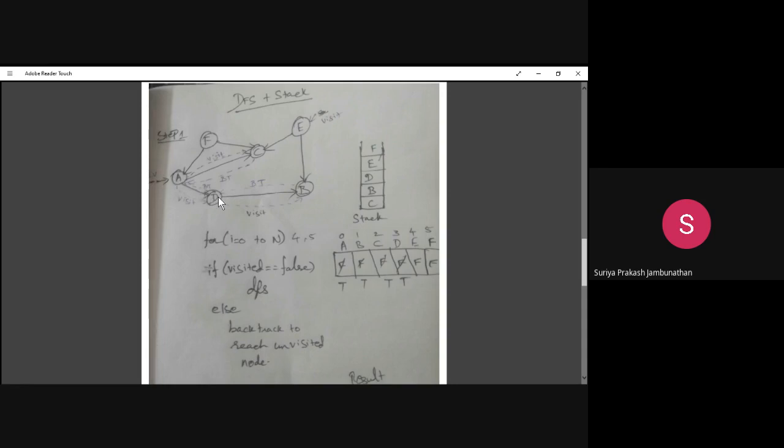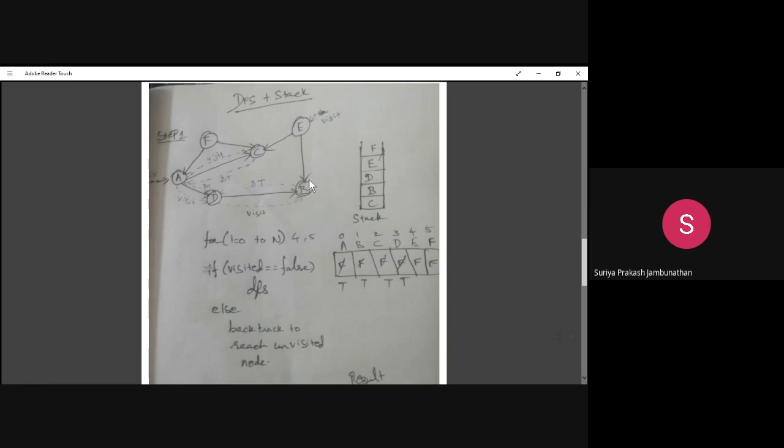Now from D, we are checking whether we have an out degree. Can you tell me, students, whether we have an out degree from D? Which node is it reaching actually? From D, where can we go? We can go to B. Okay, so we are visiting B now.